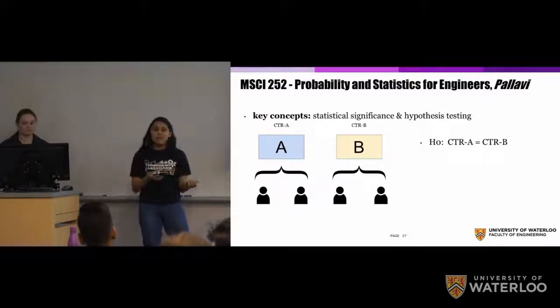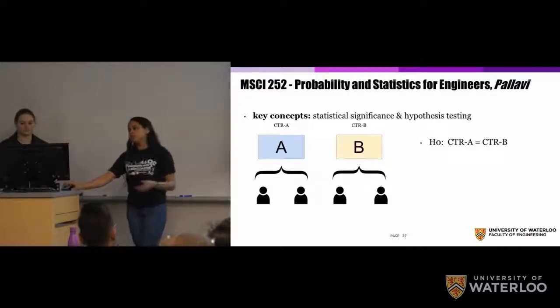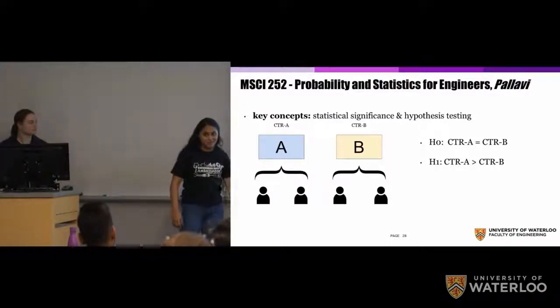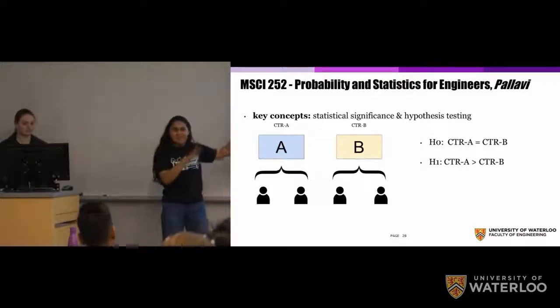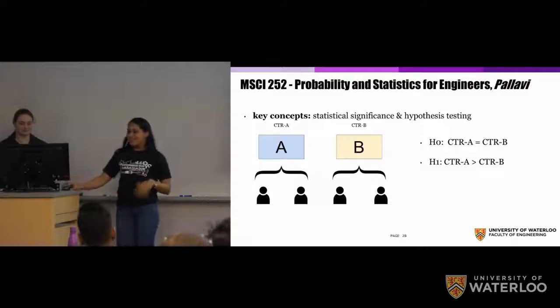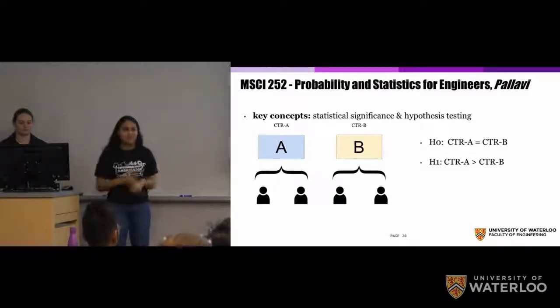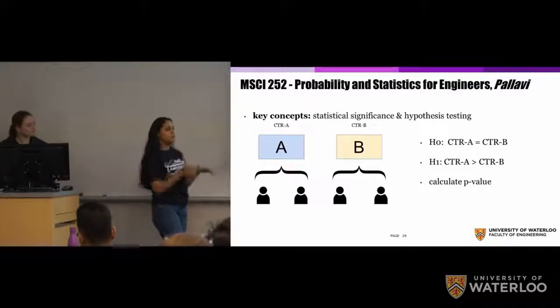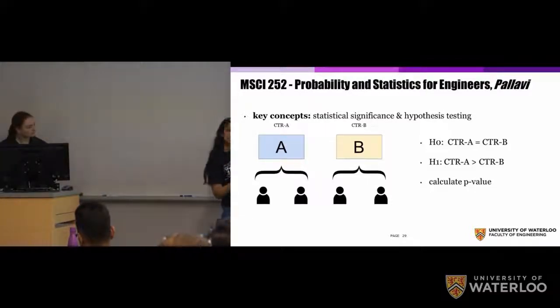And if you have a null and that's not true, then you need some sort of alternative. So maybe your alternative is that the click-through rate for A is actually going to be greater than the click-through rate for B. So I have covered some statistics there. I'm going to simplify the rest of this process. So what essentially happens is you use math and you calculate something called a p-value. And that p-value is telling you what is the probability that we would observe 13% and 10% if our null hypothesis, that the two rates were the same, was true.